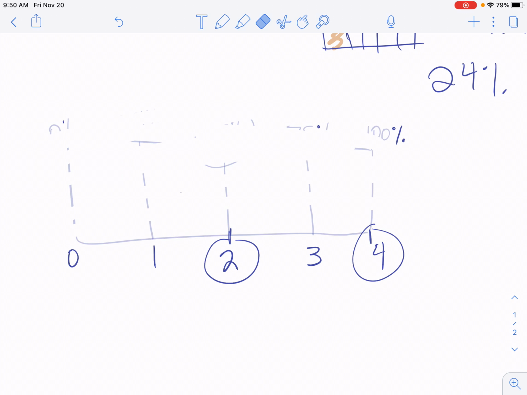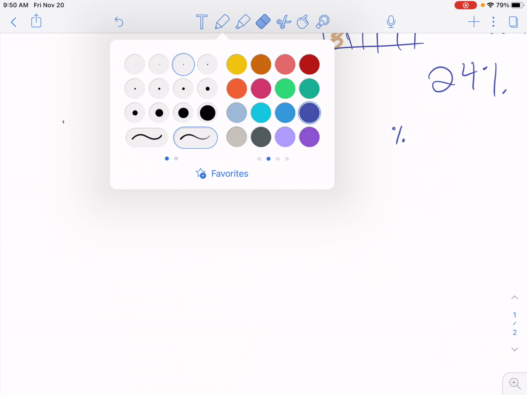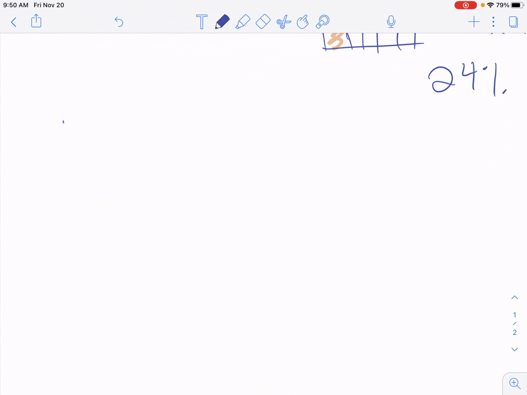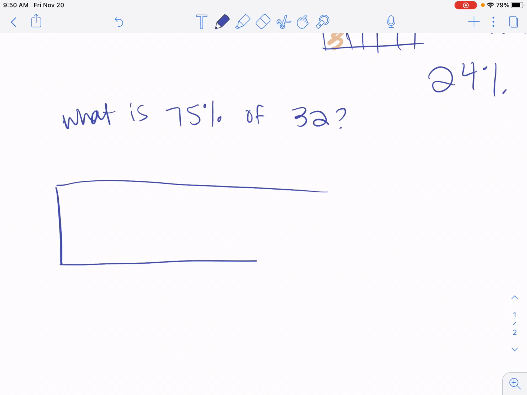All right, let's draw another one. Let's say I had a question asking me, what is 75% of 32? I could use a picture to help me represent the scenario. Remember, the top is where we represent the percent. So if I had somewhere between 0 and 100%, now the number I'm trying to find the percent of is 32. That means I'm trying to find a part of 32. So I'm going to start at 0 and go all the way to 32.